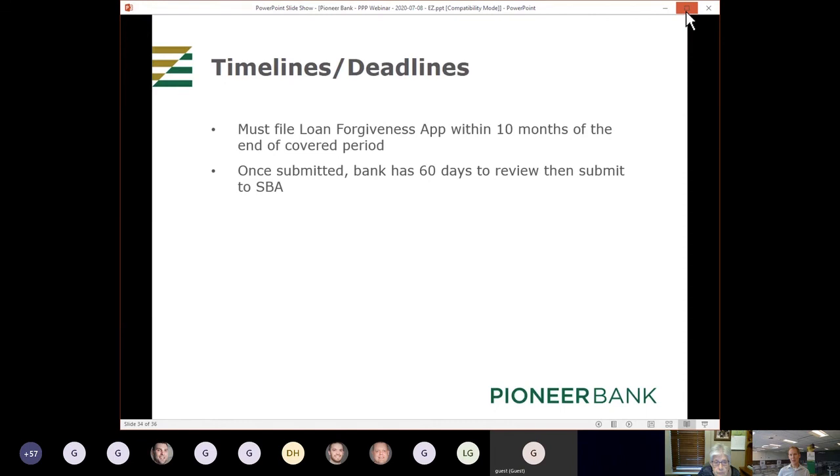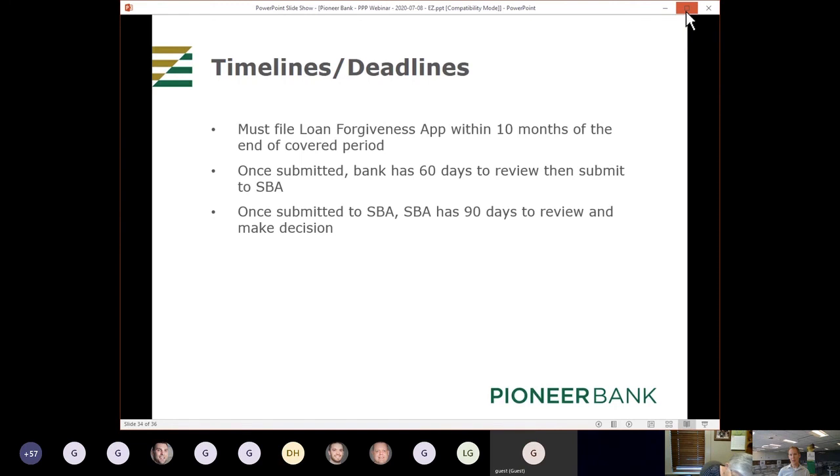So once you complete your side, then we, the bank, have 60 days to review that application. We'll be reviewing the application for completeness and adequate supporting information. As long as you've covered the things that we talked about here, you should be good. But we have two months to do that review, and then we need to submit our recommendation to SBA along with that application.